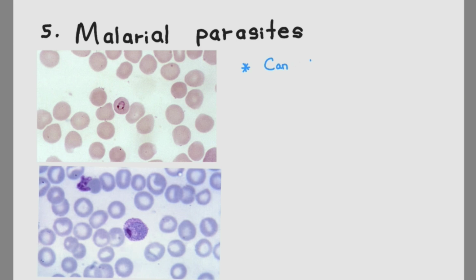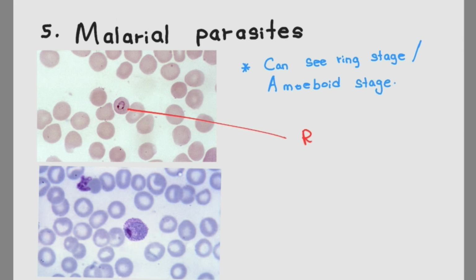In malarial infections, we can see two stages commonly inside the red blood cells in blood smears. These two stages are the most common stages. First one is the ring stage, you can see in the first figure, and the other one is the amoeboid stage. These stages represent the life cycle of the malarial parasite inside our red blood cells.